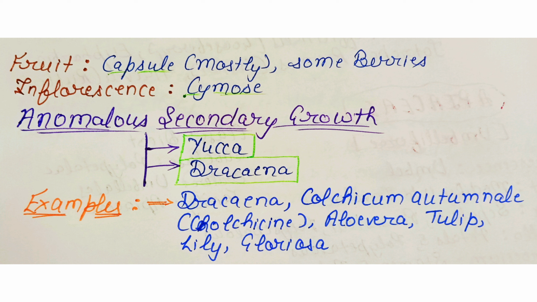Another is Colchicum autumnale, known for colchicine. Colchicine is a mitotic poison. Aloe vera, tulip, lily and Gloriosa, known as glory lily, are also important members.